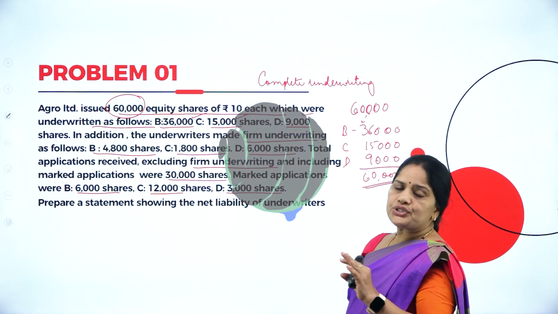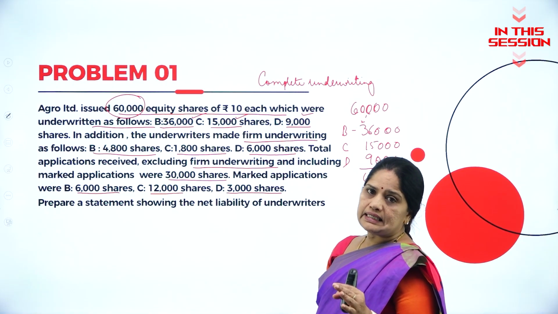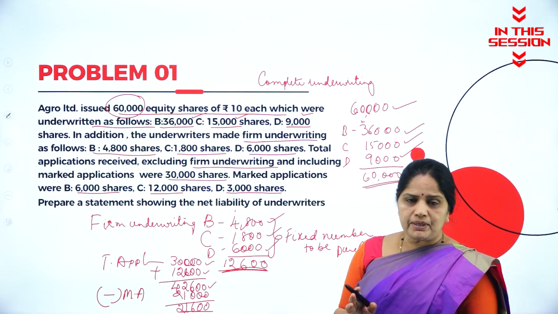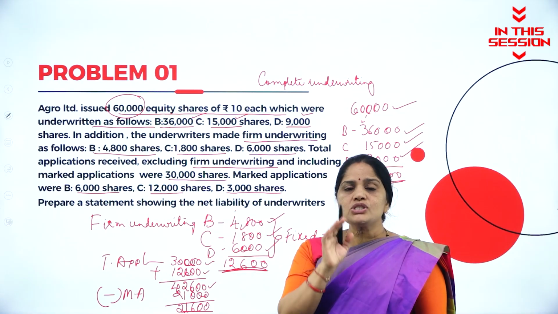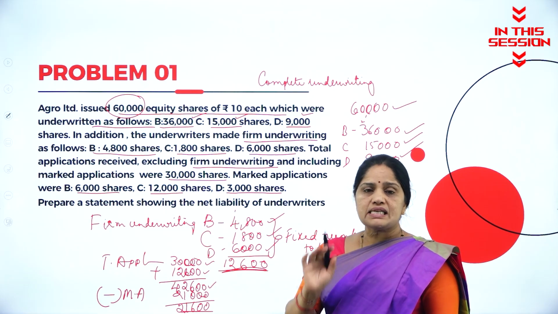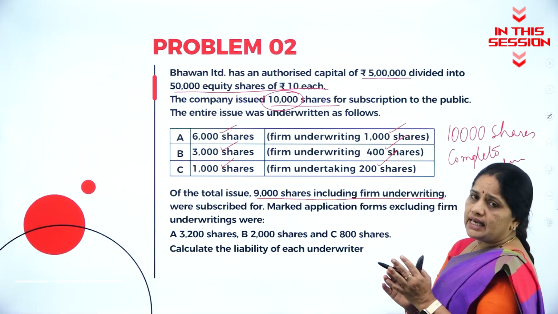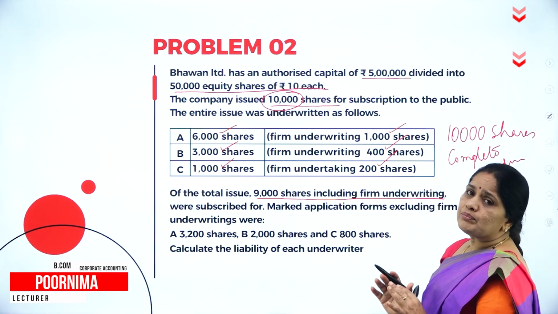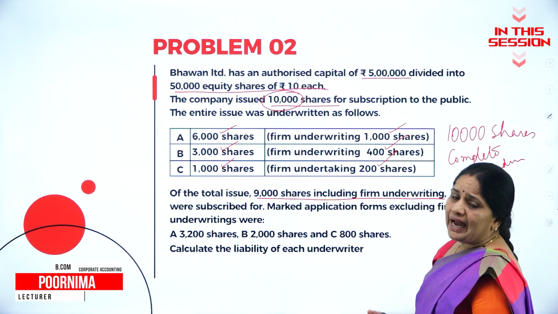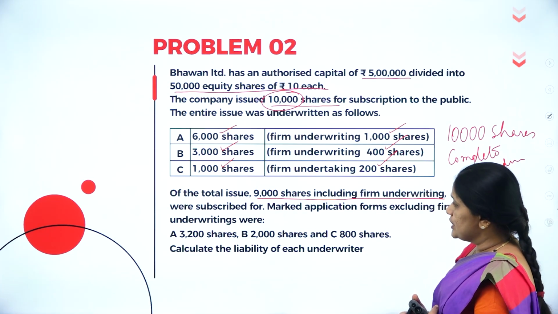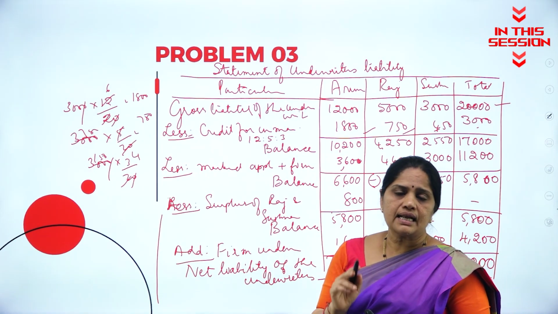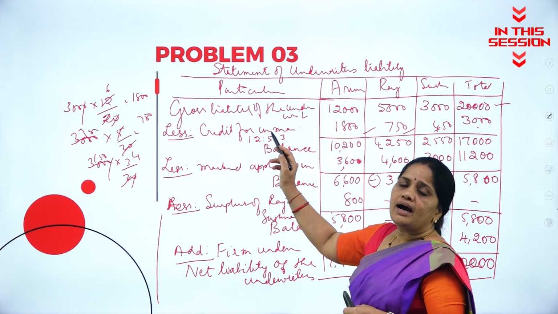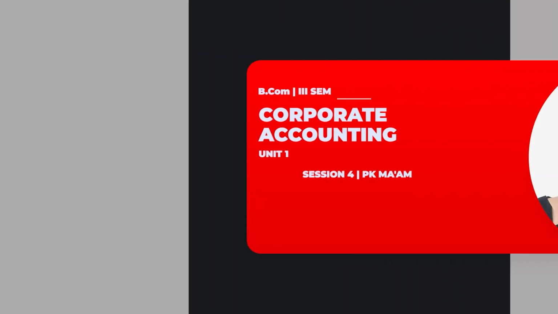When the entire issue is undertaken by all the underwriters, we call it firm underwriting. What is this marked application? Marked applications are those which bear the seal of the underwriter. In this 9,000, firm underwriting has been included, so we need not bother about adding it back to the total applications. If firm underwriting is considered as unmarked, then I have to add this firm underwriting to the unmarked applications.